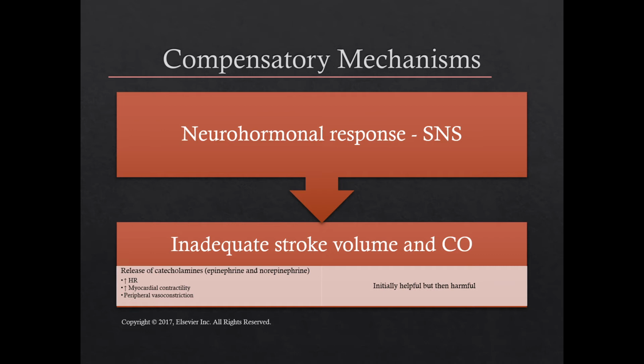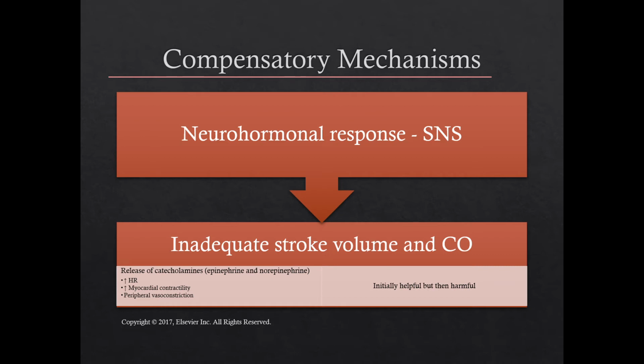Nothing has worked. And so keep in mind that over time, these factors, these mechanisms are going to be harmful and not good, as they're going to do what? Increase the workload, increase the preload, right? The volume, increase the oxygen requirement of what? An already failing heart. So when you hear heart failure, think the heart is failing for many reasons.